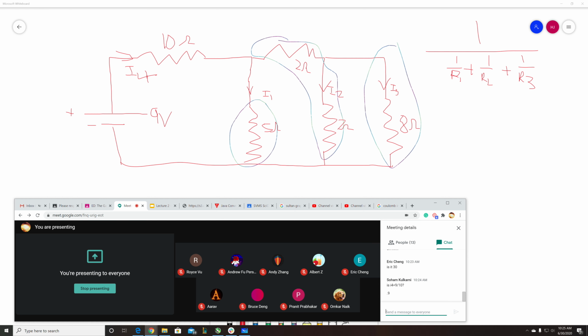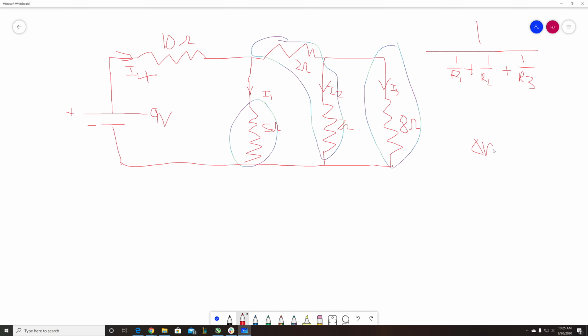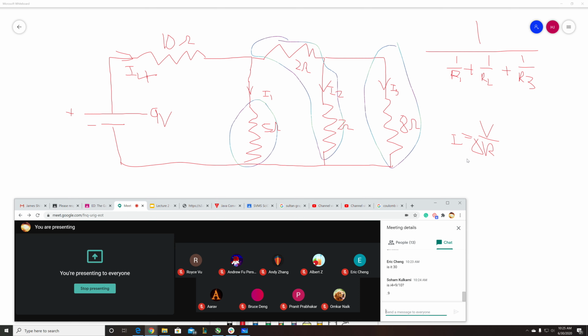Soham, the key to understand here is that this voltage is only over delta R. I is equal to V over delta R. Delta basically means total R. You need to know the total R, so you need to add this 10 ohm with the entire equivalent parallel circuit here. The equivalent resistance of the circuit plus this 10 ohms would be 9 volts over that.